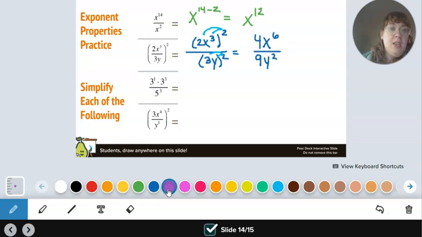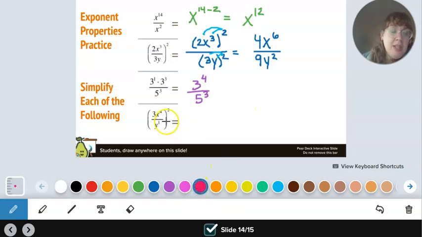Beautiful. 3 to the 1st times 3 to the 3rd. First, simplify that numerator. 1 plus 3 is going to get a 3 to the 4th divided by 5 cubed. Nothing we can do there. These are different bases, so we can just leave it like that.